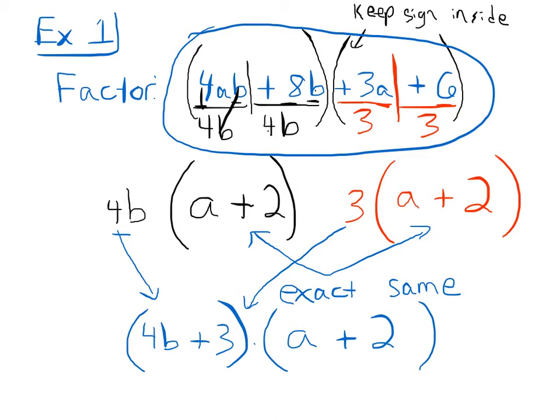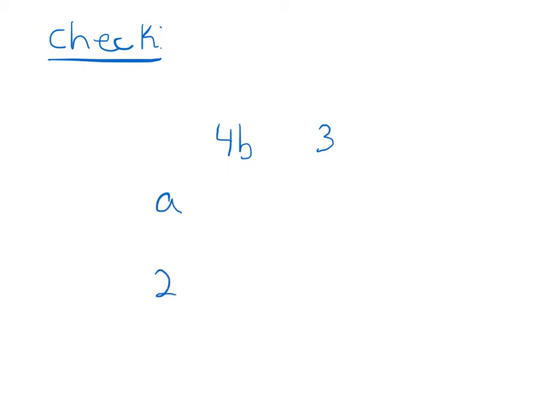Okay, hopefully you said that we can just multiply these. And how do we multiply these? We use a box method. So let's check it real quick. For our check, we can multiply. I said that my answer was a 4b and a positive 3, and then it was also an a and a positive 2.